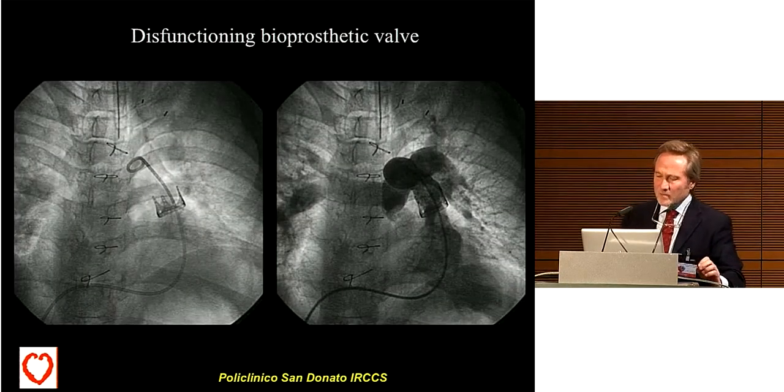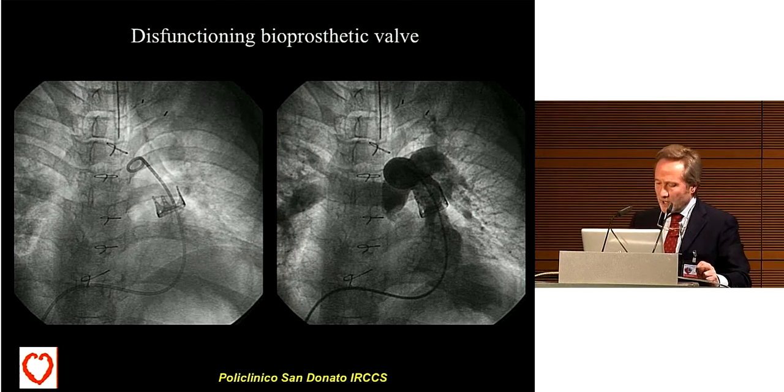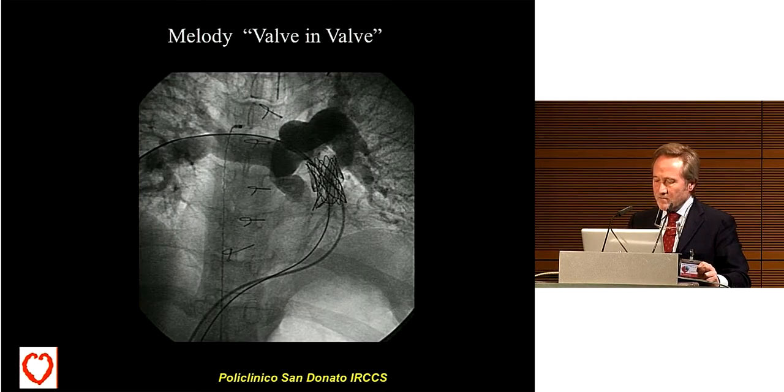This is another example in a patient who had a repair with a bioprosthesis, leaving the native outflow tract in place because of anomalies of the coronaries. The bioprosthesis became regurgitant, and that's the Melody implanted, restoring the competence of the pulmonary valve.